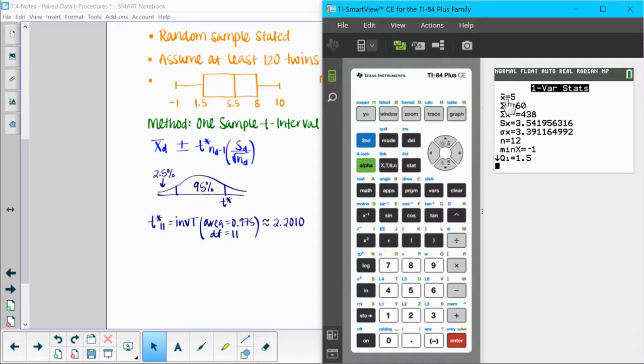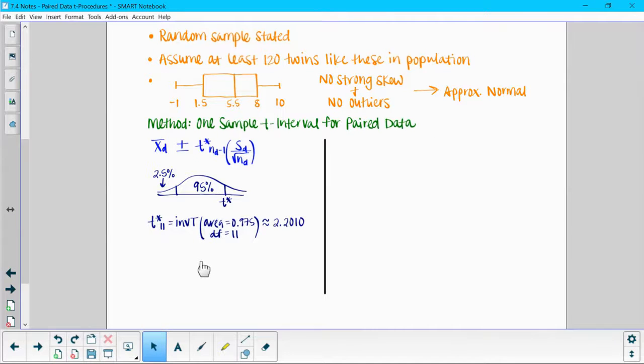So I get my sample mean is 5. My sample standard deviation is 3.542. So let's go ahead and plug that into our formula. And I went ahead and plugged in my sample size as well. All you have to do now is the addition and the subtraction of these values to get your confidence interval. So this is how you would approach it by hand.